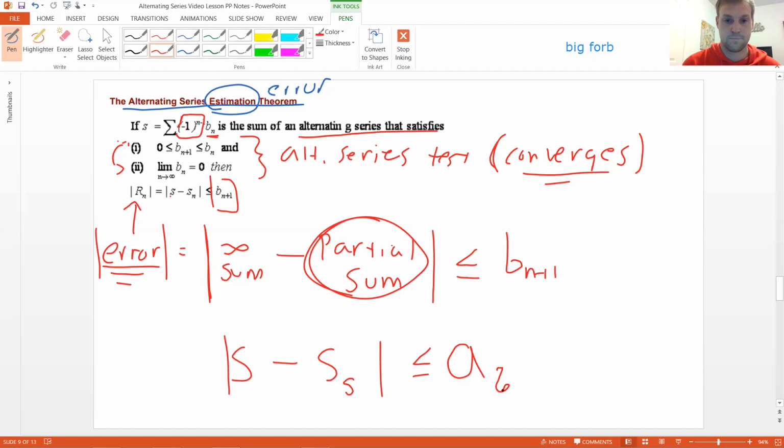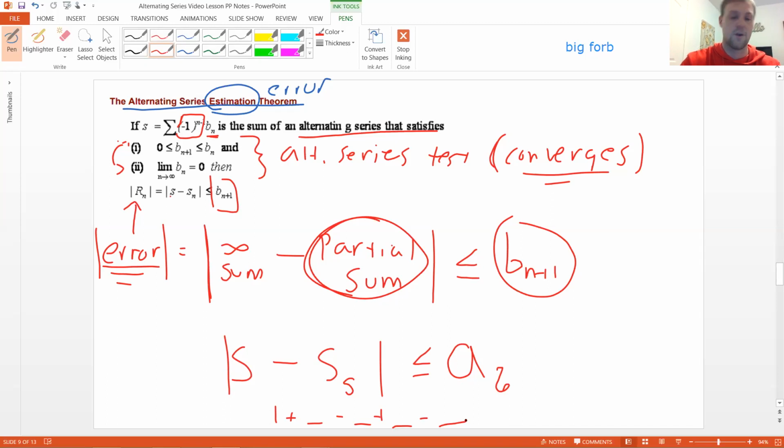Wait, can you explain the b sub n plus 1 again? This part right here? Yeah. Okay, the next slide is going to do, I think, a better job explaining it, but I'll just say that if I'm taking the sum of, say, the first 5 terms, so something plus something minus something, that's 1, 2, 3, 4, 5.